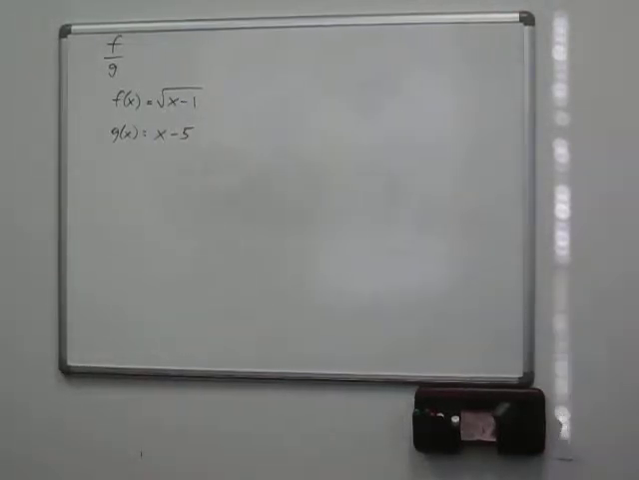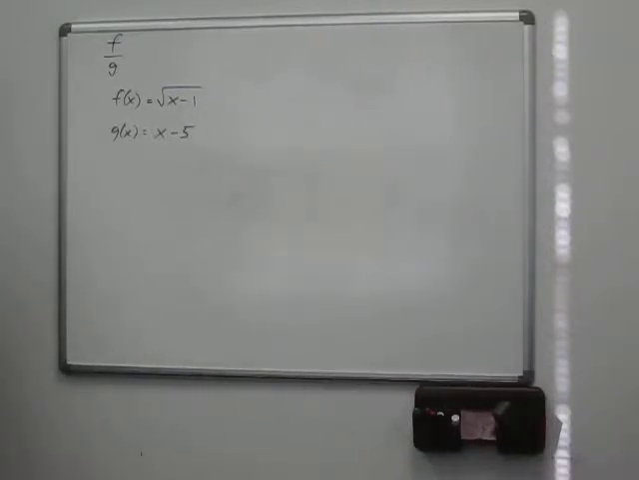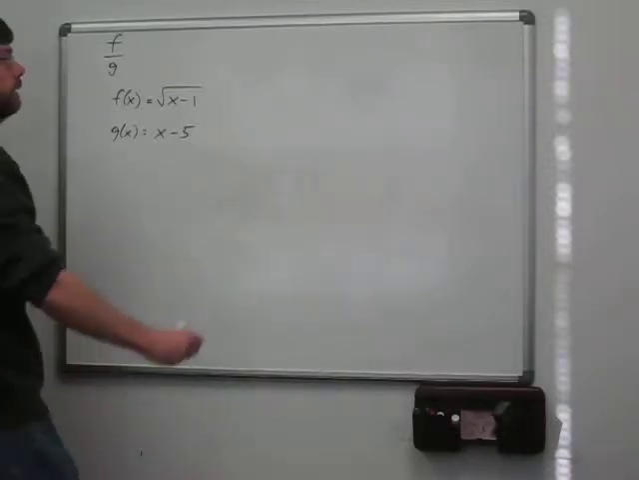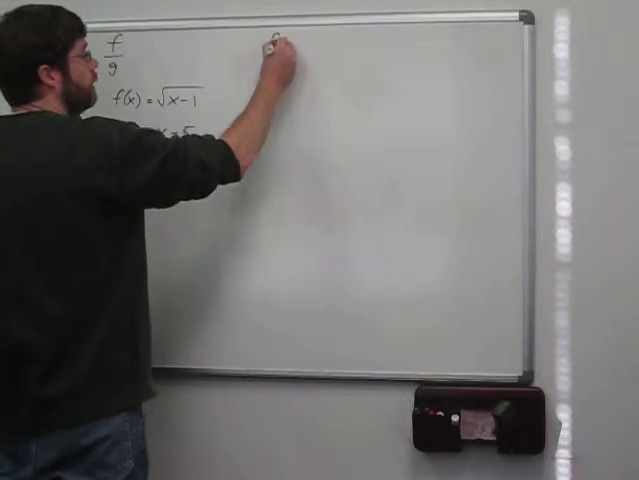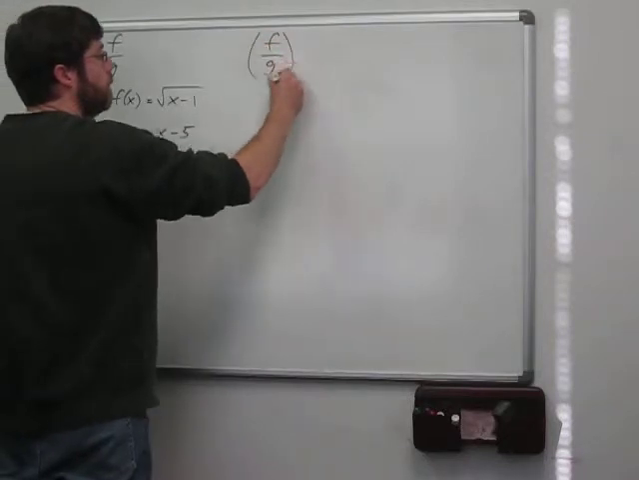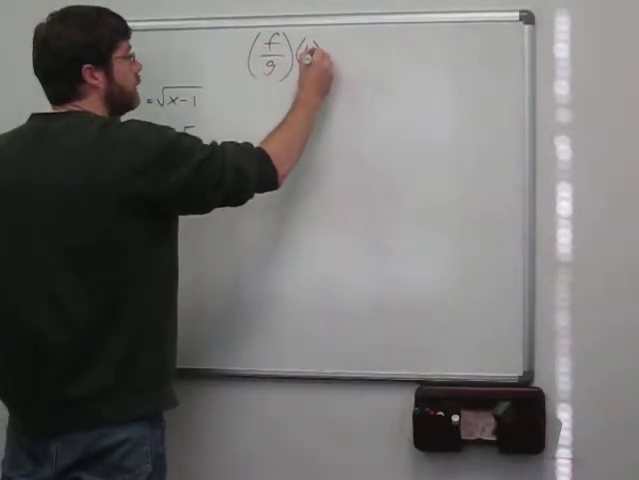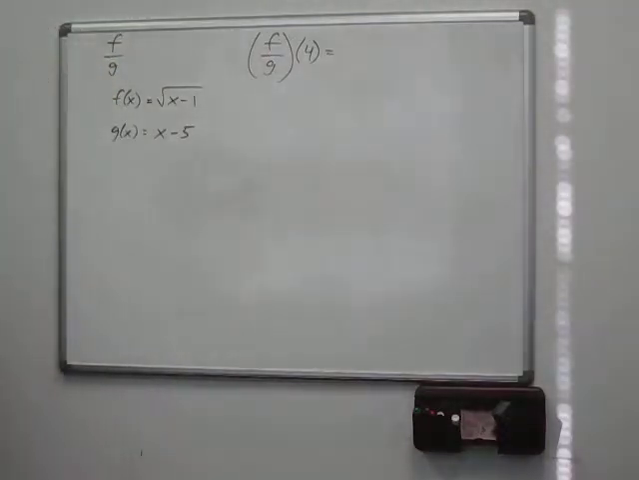This is our last video looking at combining two functions using basic arithmetic to obtain a new function. Here we want to take two functions and divide them. So I have two functions f and g. Let's go ahead and compute f divided by g of 4.